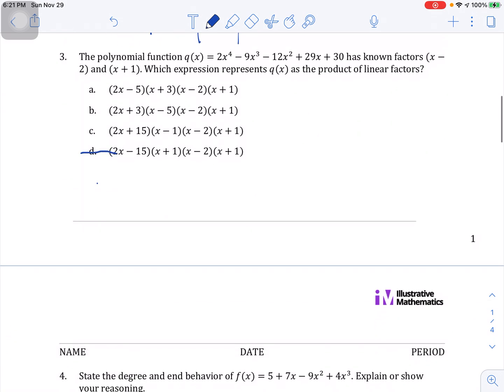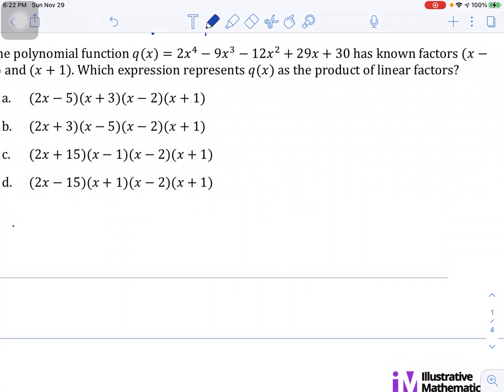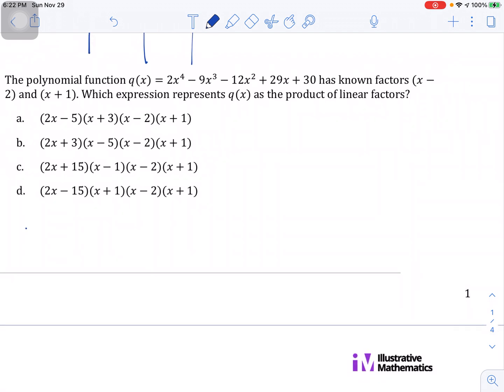Number 3, we're given polynomial q, and we're given that we know 2 factors, x minus 2 and x plus 1, and so we want to find the other 2. There's up to 4 factors since it's a quartic or fourth degree polynomial. So let's just start dividing, and we'll use the diagram method here.